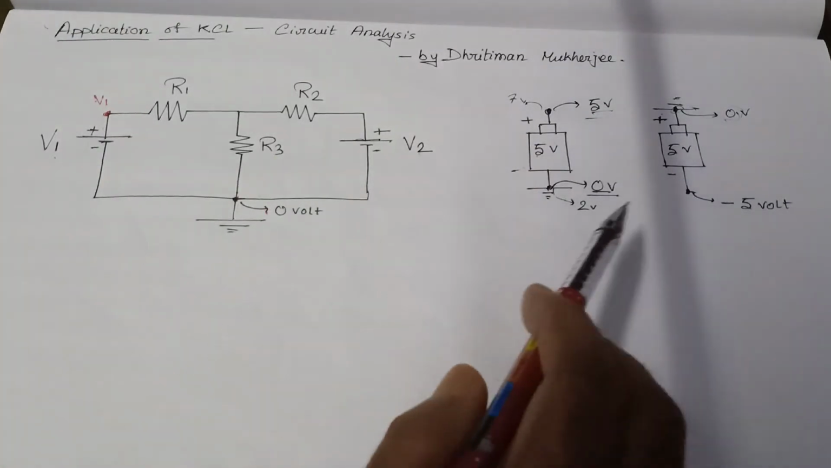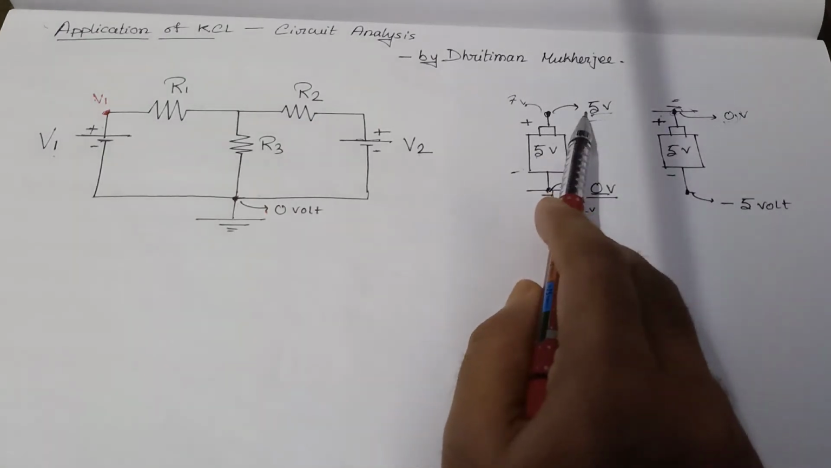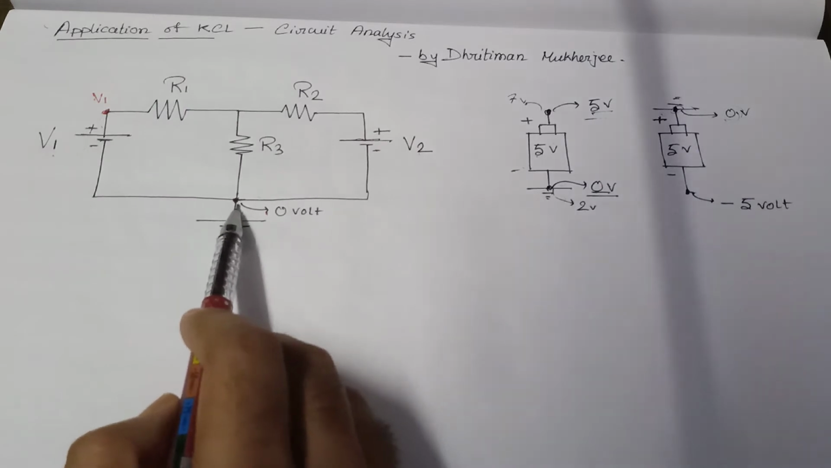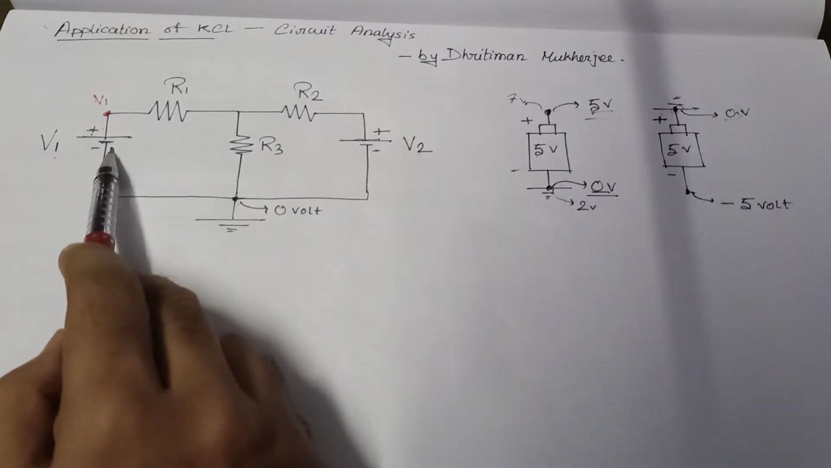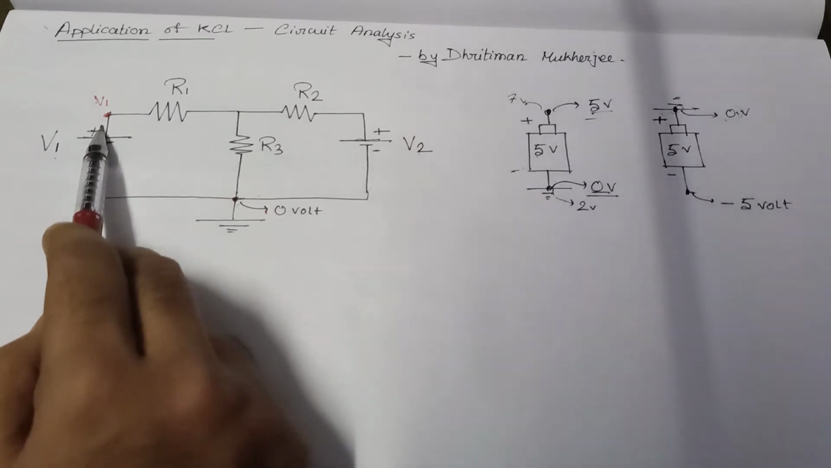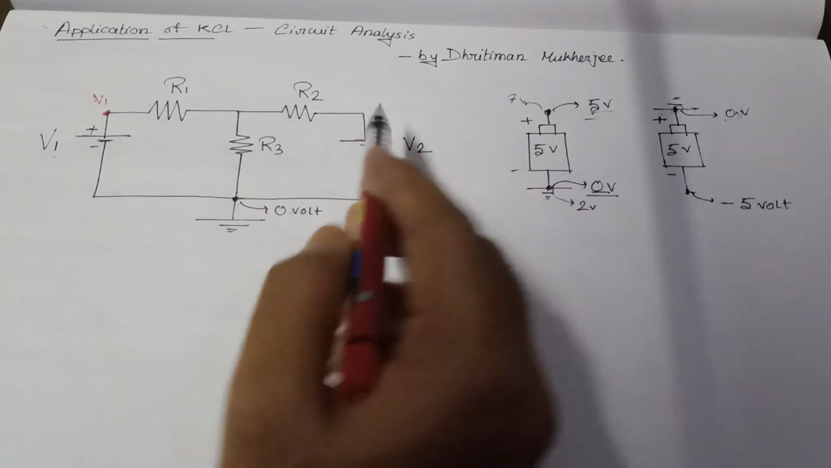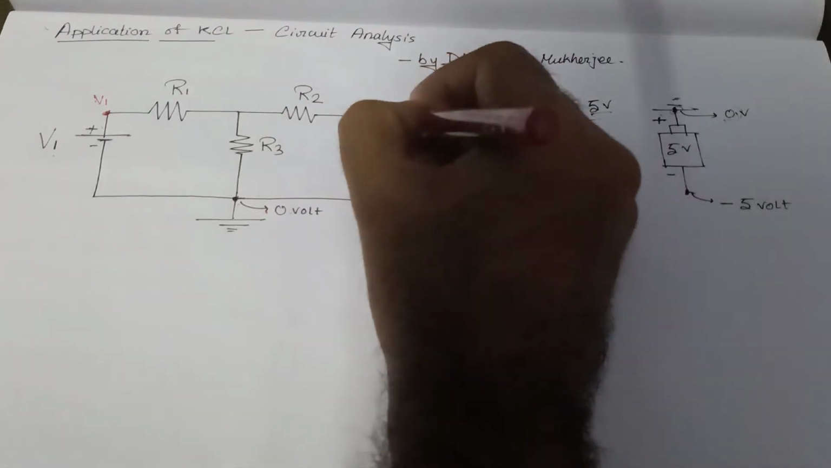Again I am saying, this was 0 with a battery of 5 volt, so this was 5 volt. Here the voltage is 0, connected to the negative terminal, it will lift you up to V1. So 0 plus V1 means V1. In this case, this was 0, it will lift to V2. So this potential will be V2.